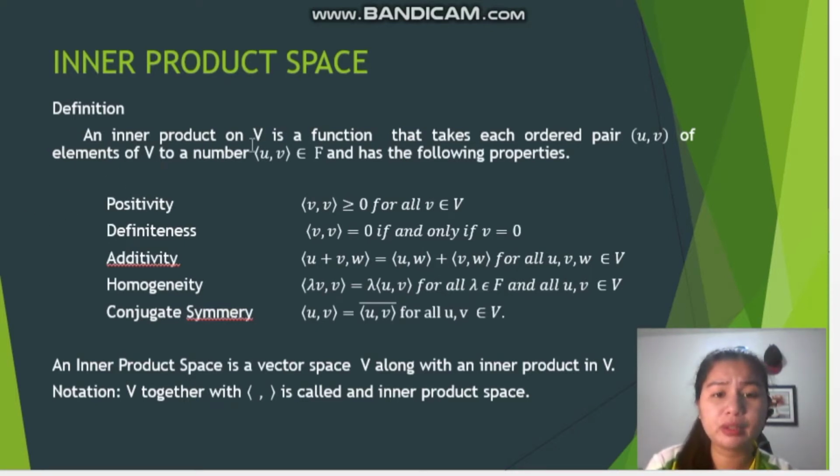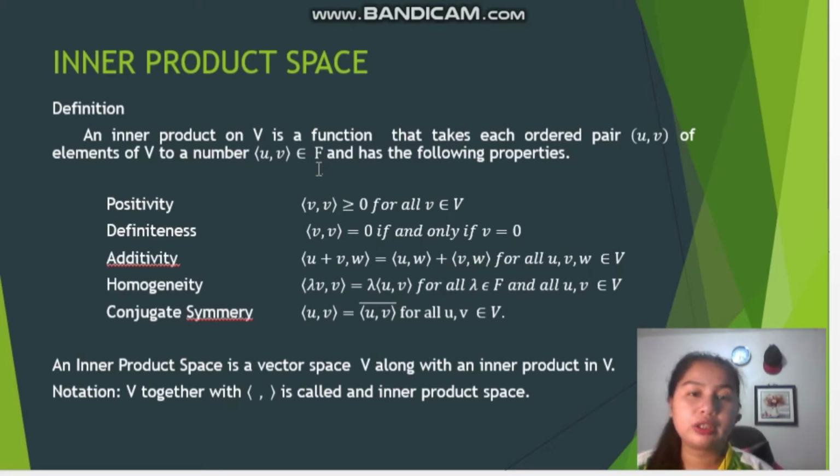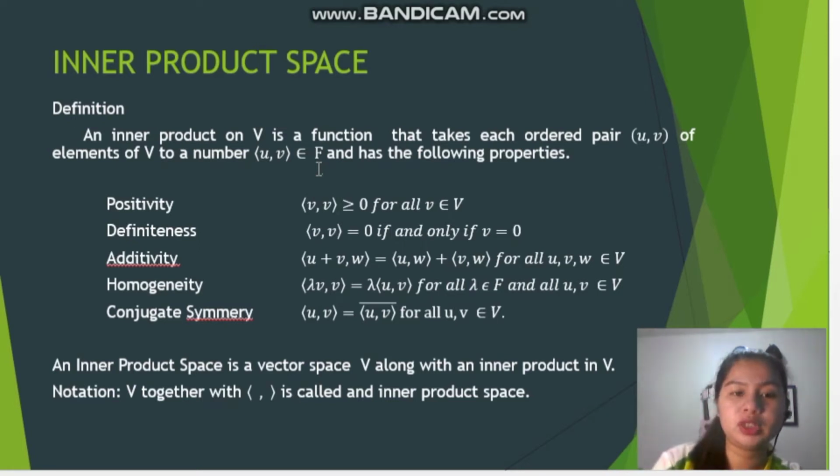So, an inner product on V is a function that takes each ordered pair, U, V, of elements of V to a number, the inner product of U, V, which is an element of F, and has the following properties. So, ang F na tinutukoy natin dito, element siya ng real number or complex number. So, dinenote natin siya as F. So, si inner product is pwede kay real number and also kay complex numbers. So, positivity. So, these are the properties of inner product space.